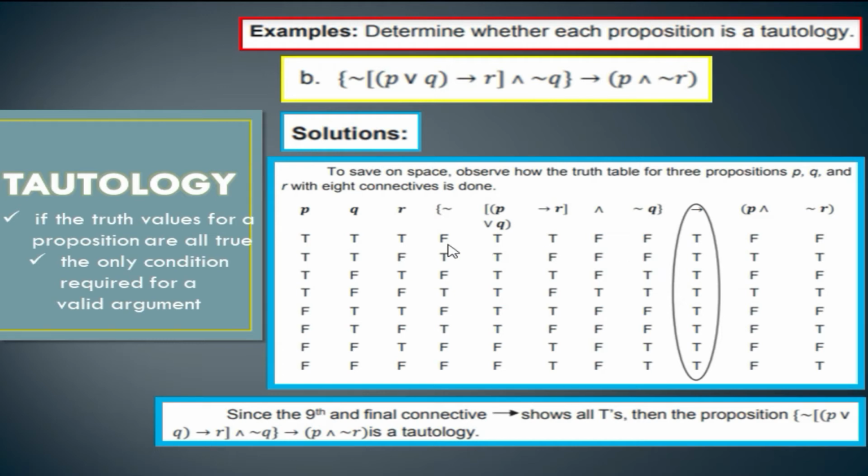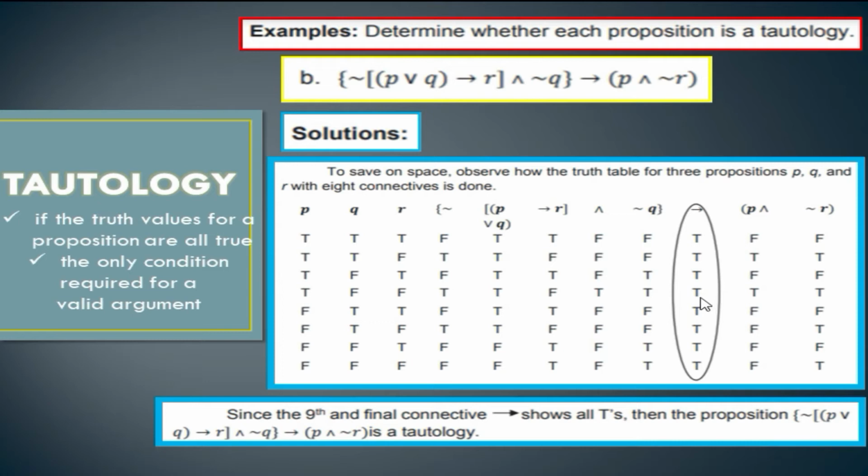So the answer is F and F is F. If there is F, then F. However, if there is no F, like in the fourth column, the answer is true. Do you get it? I hope so.